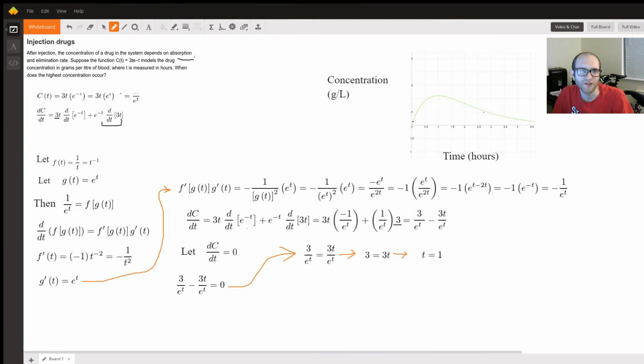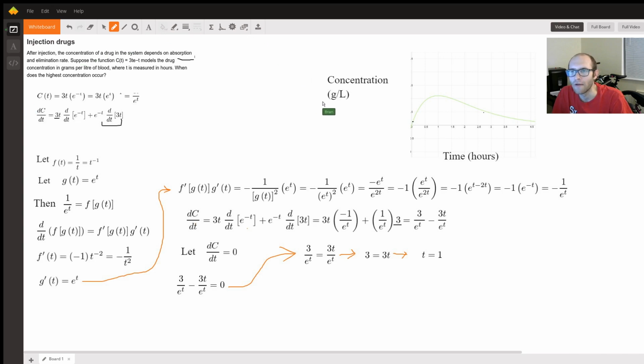Okay, after injection, the concentration of a drug in the system depends on absorption and elimination rate. Suppose the function C of t equals 3t times e to the negative t. This models the drug concentration in grams per liter of blood, where t is measured in hours. When does the highest concentration occur?